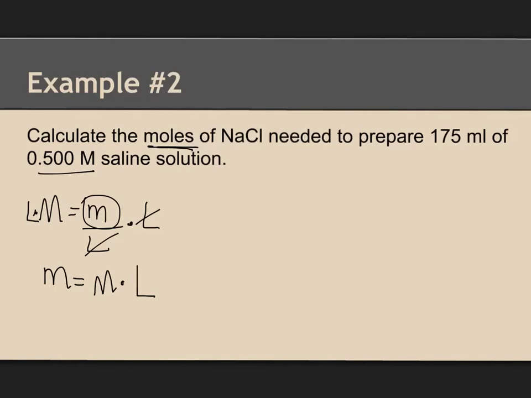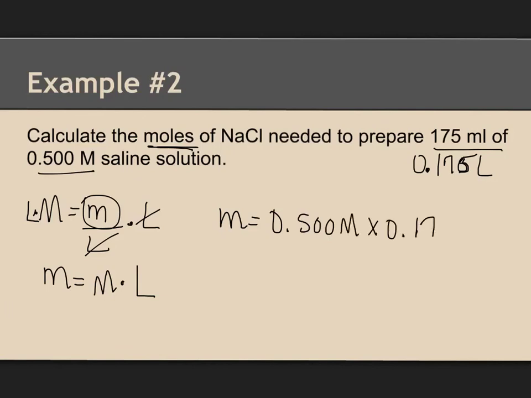The first thing I have to do is convert this milliliters to liters. So I'm going to divide by 1,000 and get 0.175 liters. And now I can just plug in my numbers. So moles equals 0.500 molar times 0.175 liters. And my final answer is 0.0875 moles.